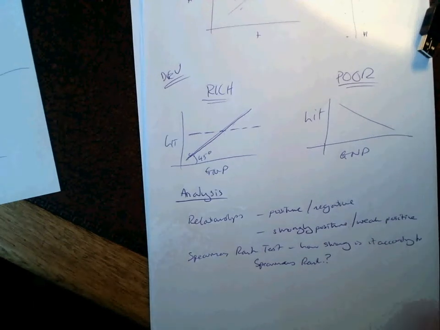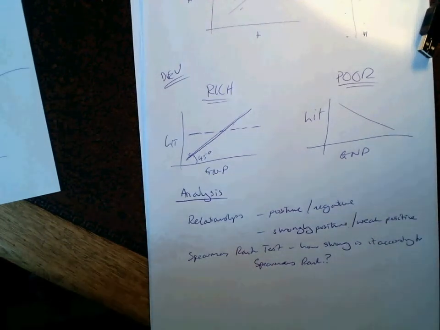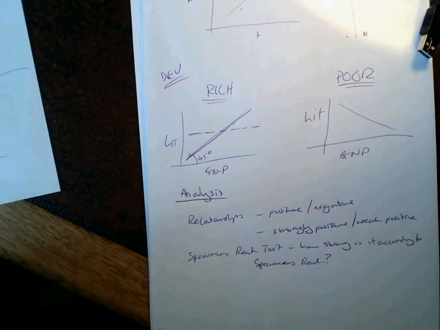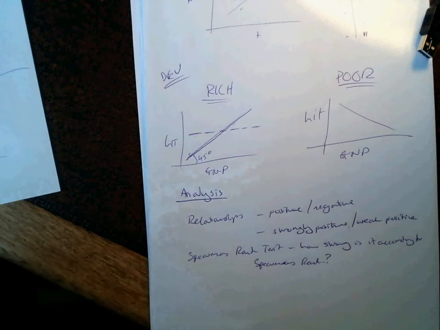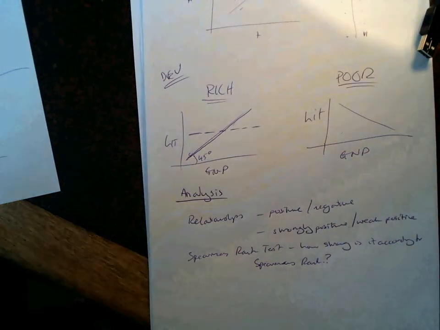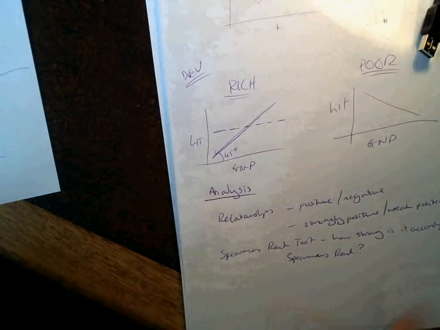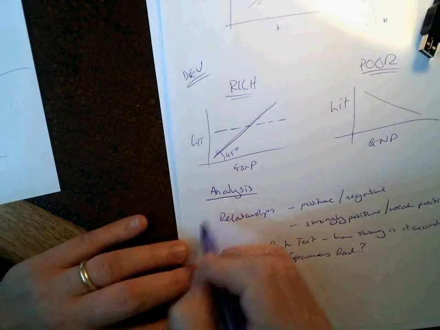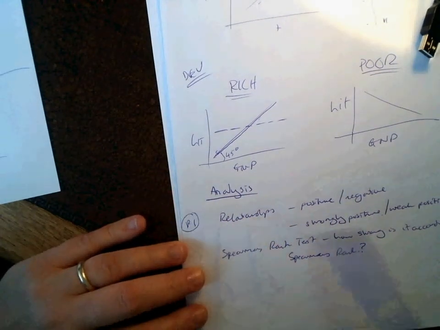Alternatively, your Spearman's rank test will show that I cannot be statistically certain at 95% accuracy that there is a relationship between literacy and GNP. So, what do we do then? So you're all going to do a paragraph 1, that tells me what you see in these graphs.